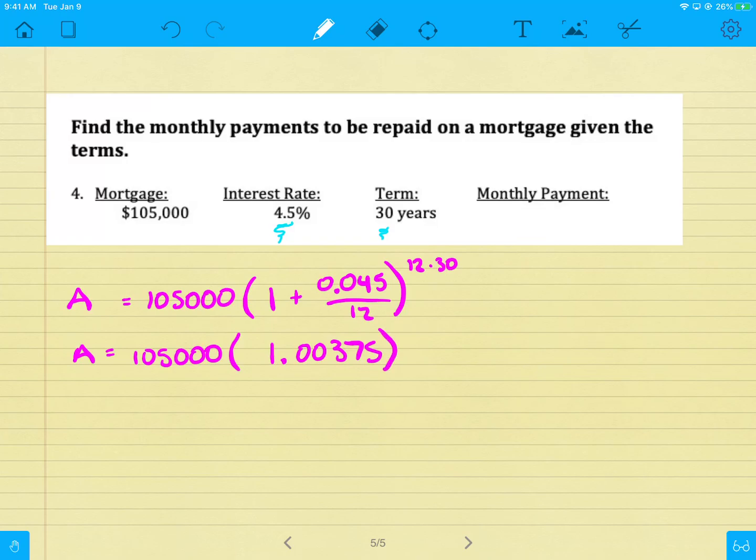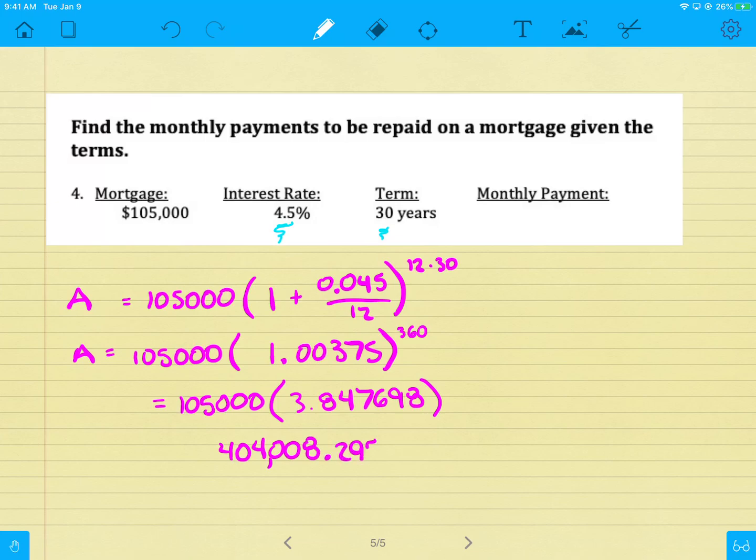And then 12 times 30 is the 360th power. Now I'm going to take that 1.00375, and I'm going to put that to the 360th power. So I'm getting 3.847698, blah, blah, blah. And I'm going to take that times $105,000. I'm paying a total of $404,000 for this home over 30 years. That's significantly better than a $1 million home.